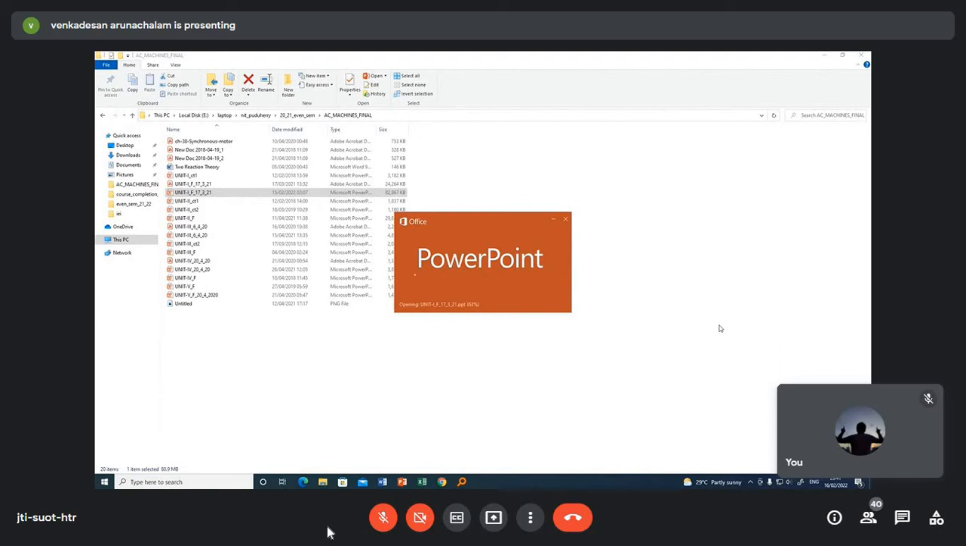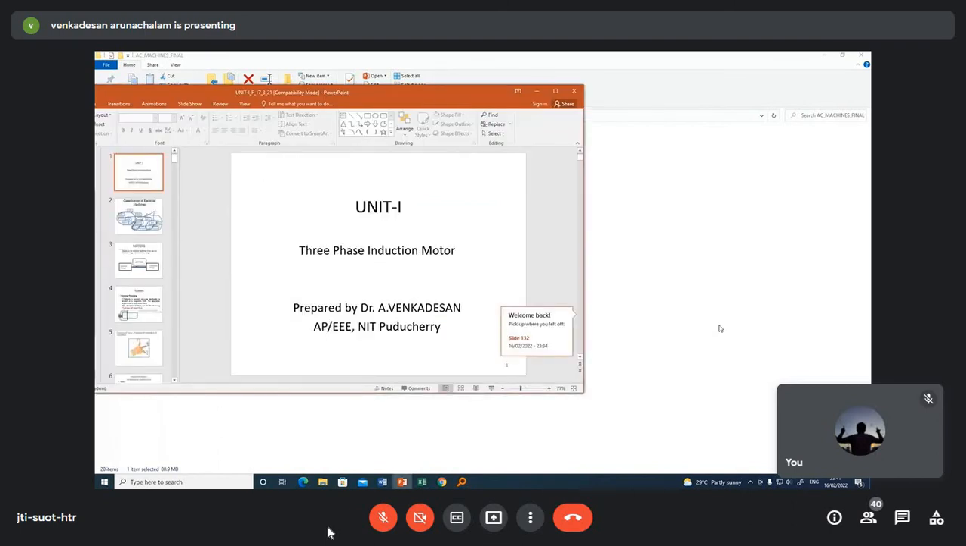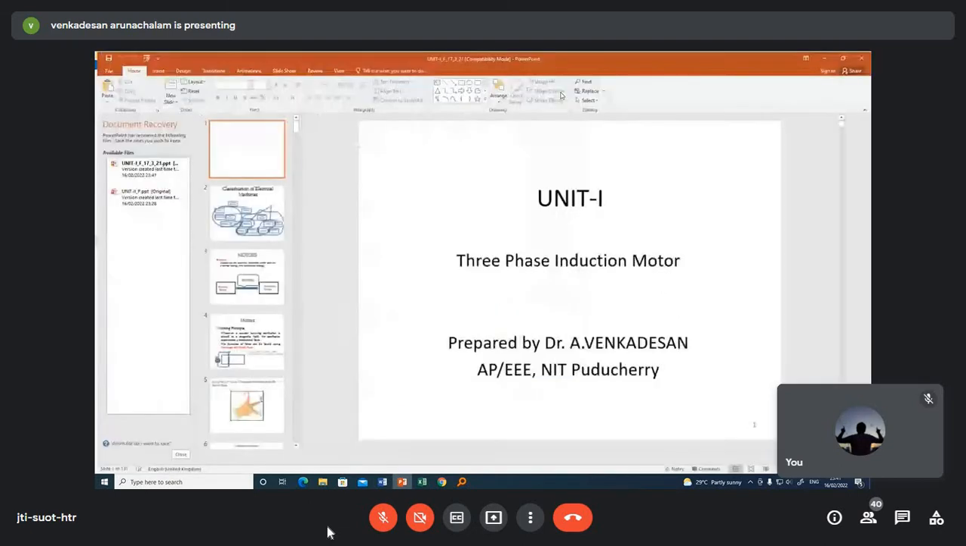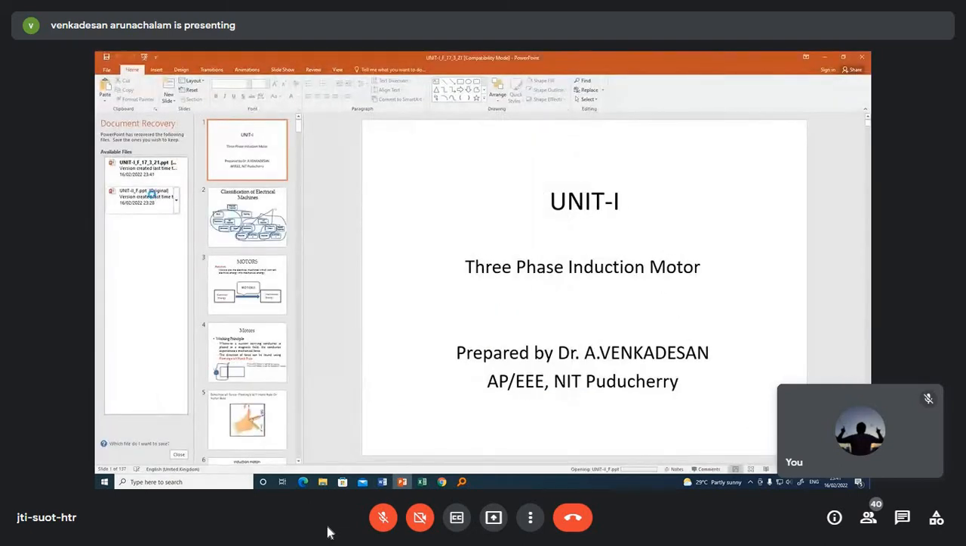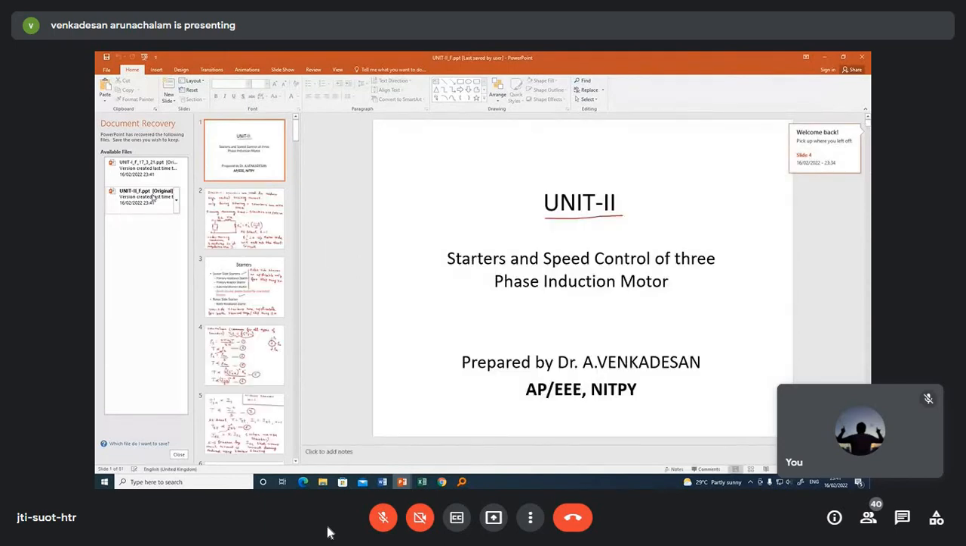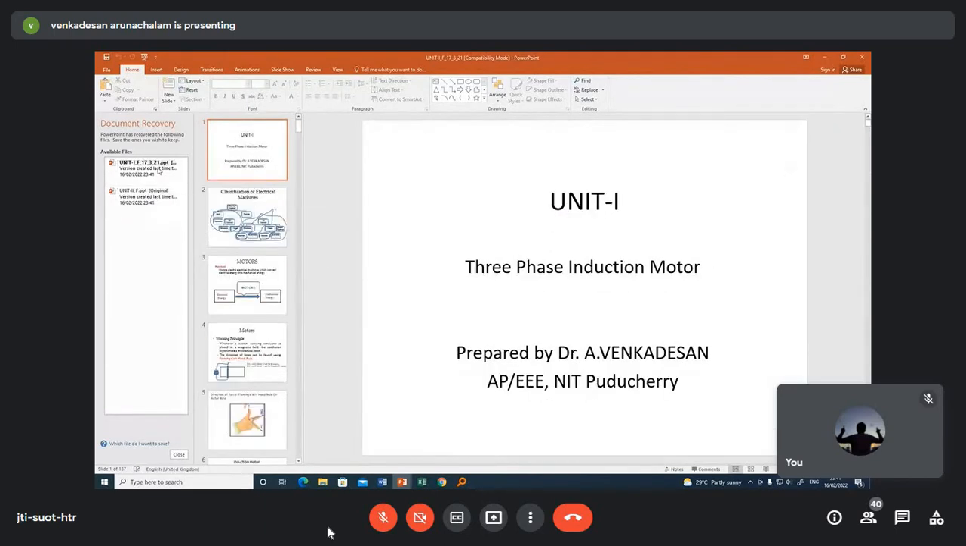So the machine is star connected. The voltage phase value you have to take by dividing the line value by root 3. I already told you that unless otherwise anything is given in the problem, whatever voltage and current values they are giving in the problem, it is the line value.